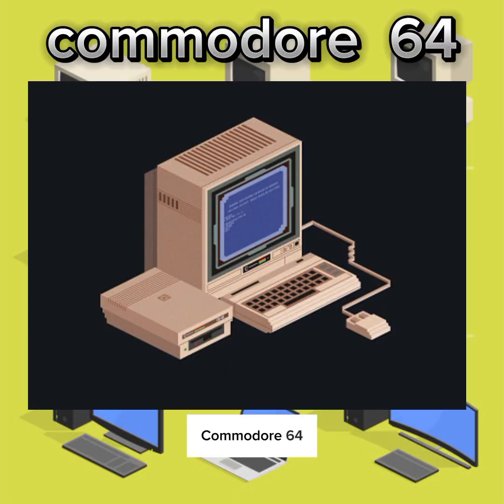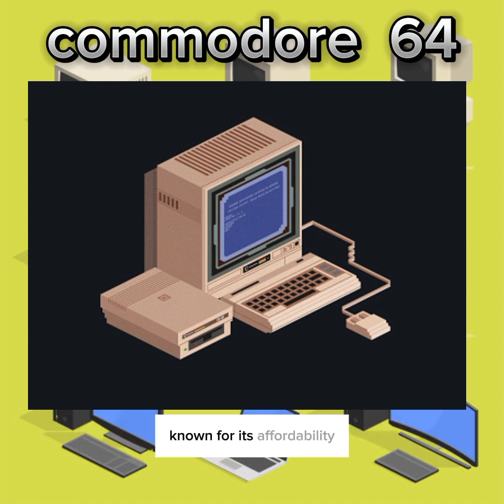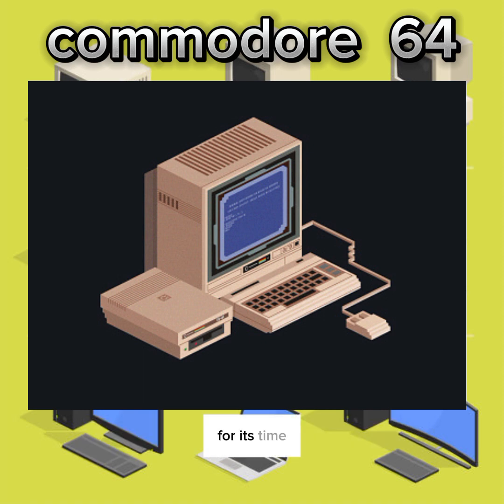Commodore 64. Introduced in 1982, the Commodore 64 was a popular home computer known for its affordability and extensive software library. It had advanced graphics and sound capabilities for its time.